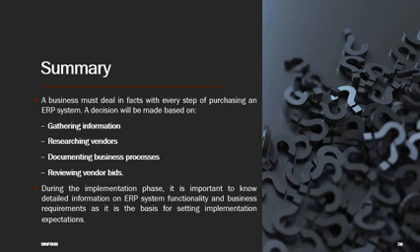So in summary, a business must deal with every step of purchasing an ERP system. The purchase decisions will be made based on data by gathering information, researching vendors, documenting business processes, and reviewing vendors' bids. Knowing detailed information on ERP system functionality and business requirements is the basis for setting implementation expectations. This is very important during the implementation phase, and during a project, you will often find yourself going back to the original document for clarification, support, and reviewing decisions.